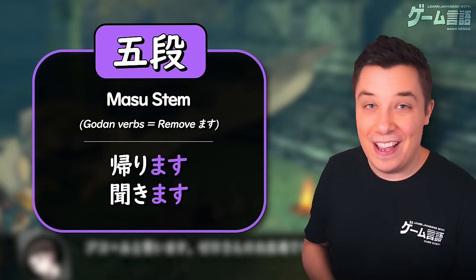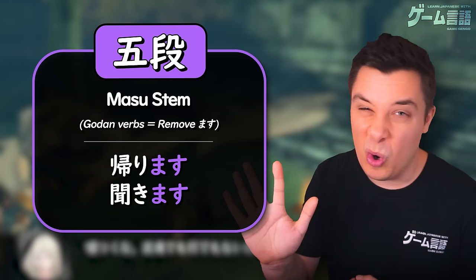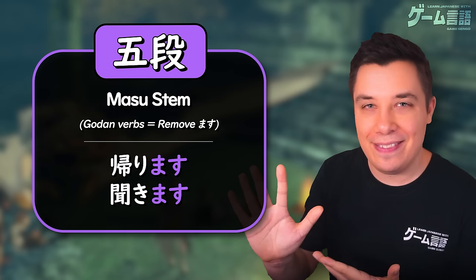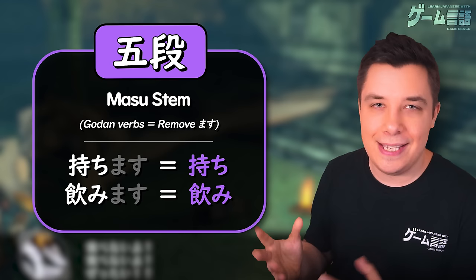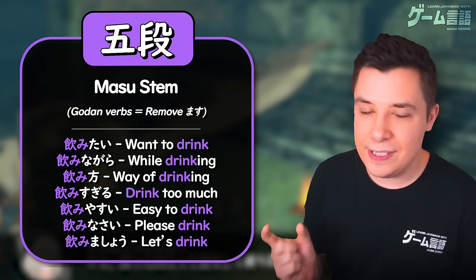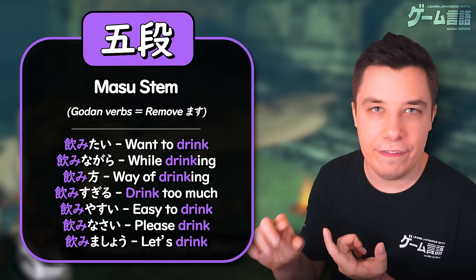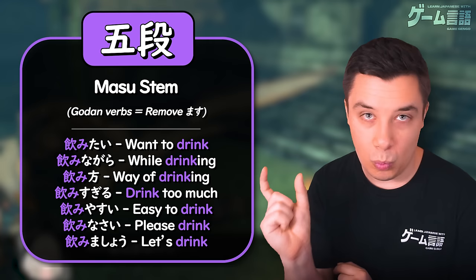And so now for the masu stem for godan verbs or u verbs, as you just learnt, you need to get that kaerimasu, kikimasu, and just remove the masu. So kiki, kaeri, mochi, nomi, yomi, this is the masu stem. Now, we're not going to go into it too much, but just so you know, this masu stem is actually super useful because you can add a whole bunch of stuff after it. A whole bunch of grammar, for example, like tai, to want to do something.